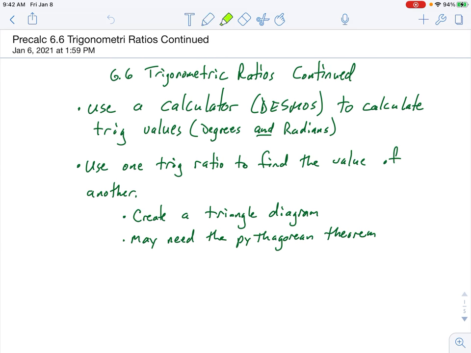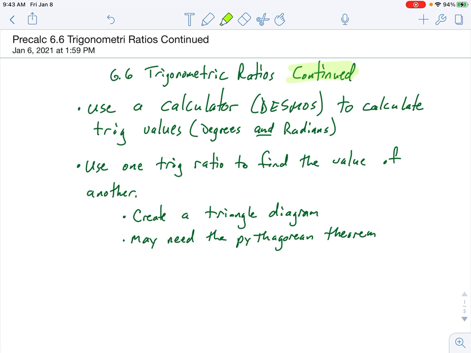This is a continuation of the previous lesson on trigonometric ratios. As we learned, there are 6 of them total. Each one is a ratio that pairs up sides of a right triangle, so opposite, adjacent, hypotenuse. There's the main 3, sine, cosine, tangent, and then the other 3, which are the reciprocals, secant, cosecant, and cotangent.